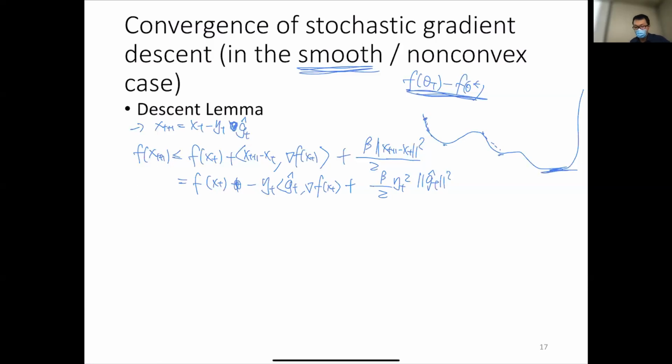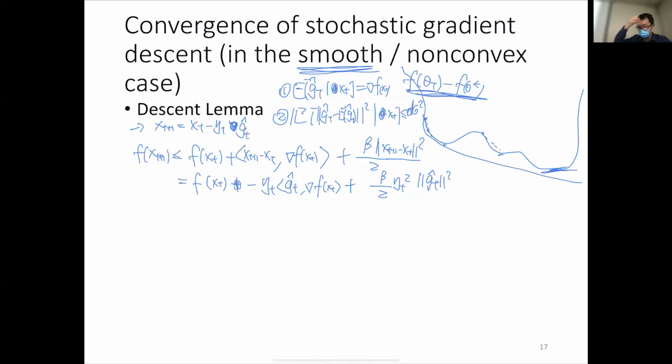Okay, and now we can make use of the assumptions that we made about the stochastic gradient. Recall that we are assuming that the expected value of g_t given x_t is equal to the gradient. That's the first assumption. And the second assumption is that the expected value of g_t minus its expected value, squared, given x_t, is smaller than d times sigma squared. These are the two assumptions.